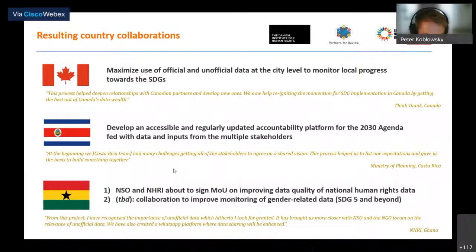In Ghana, we have 2 ongoing discussions. One is that the National Human Rights Institution will play a larger role in national monitoring. So the Statistics Office and the NHRI are about to sign an MOU on contributing human rights data to national monitoring. And also an ongoing discussion is to improve monitoring of gender-related data on SDG 5 and beyond, where also civil society can contribute. This is an ongoing discussion in Ghana. Next slide, please.